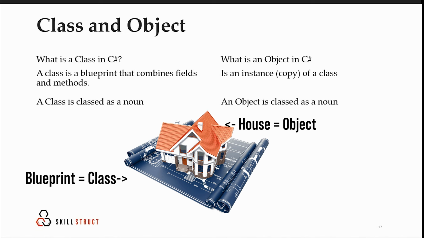So within that method, you'll have actions, and within a class, you'll have many fields, many methods, or you can use variables if you want for fields. I don't want to over confuse you, but just understand in simple terms that a class is a blueprint that combines fields and methods, which is a noun.